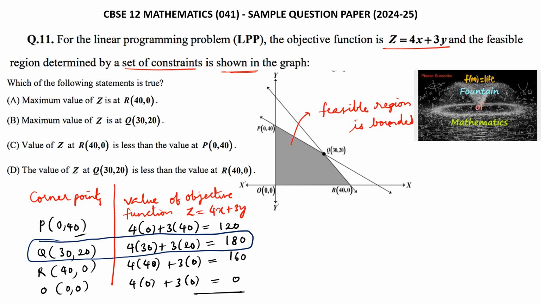Since it is a bounded region, we can obtain the maximum value or minimum value at the corner points. So here the maximum we are getting is at (30, 20). We can consider the answer is option B. The maximum value of z is at (30, 20).